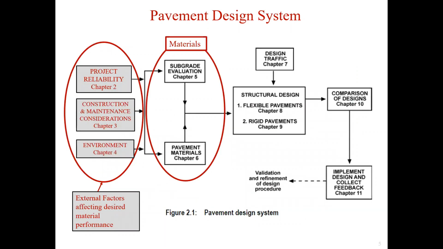The aim of the pavement design is to select the most economical pavement thickness and composition, which will provide a satisfactory level of service for the anticipated traffic. In this pavement design system, the external factors are the project reliability, construction and maintenance considerations, and environment. These factors affect the desired material performance. So let's go through them first. Then we will get to know the subgrade evaluation and pavement materials.